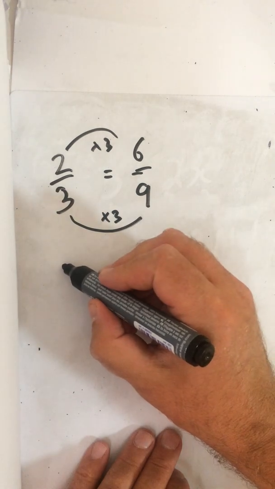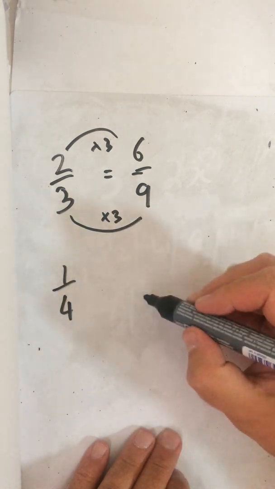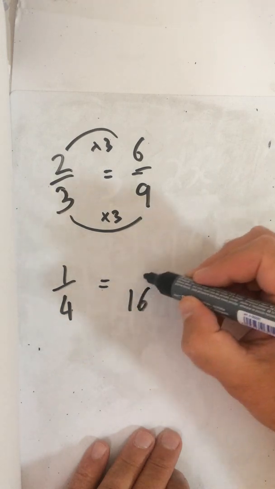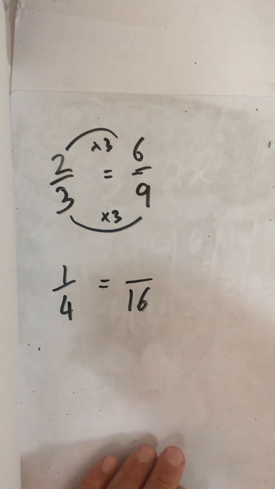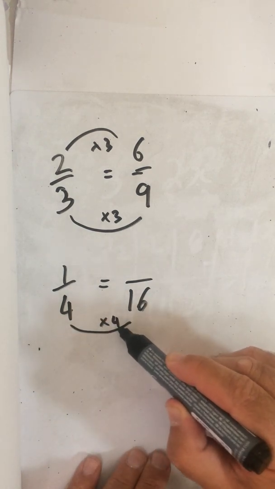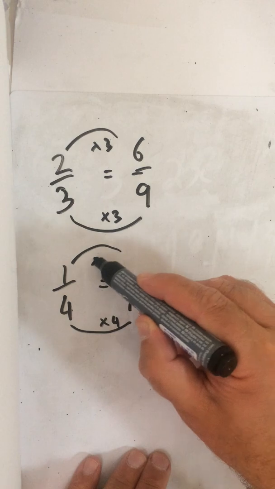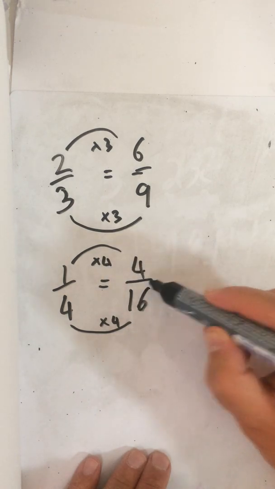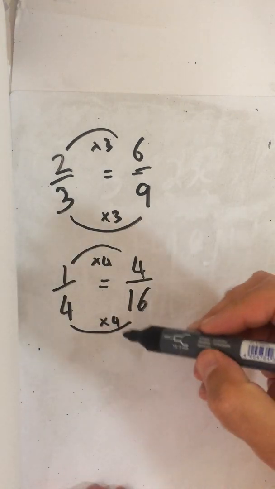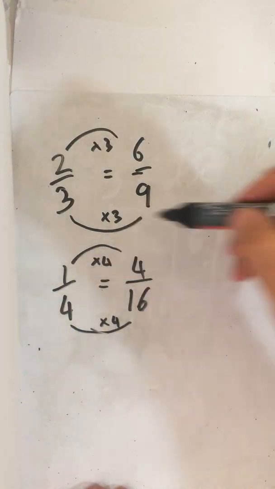Okay. If I wanted to turn 1/4 into 16ths, 1/4 is how many 16ths? How am I getting from the 4 to the 16? I'm timesing by 4. I have to do the same to the top. Times by 4. These are equivalent fractions. They're the same size. Whatever I do to the bottom, I do the top, or vice versa.